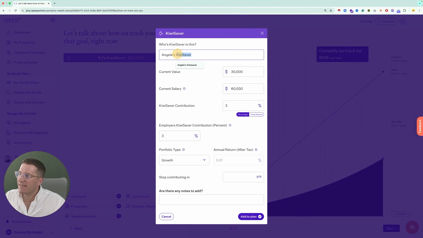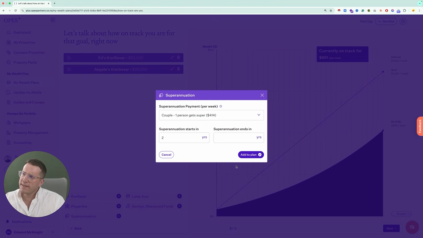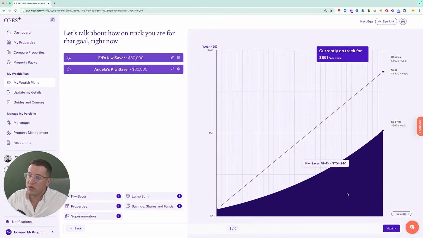Let's pop in Angela's KiwiSaver as well. Let's say hers is 30 grand, she's earning 60 grand a year, and it's 3% matched. And let's pretend she's in a growth fund. We can see how that KiwiSaver really might contribute and grow over the years. But let's say we don't have any investments, and we're going to say in this case that we don't think that we're going to get the New Zealand superannuation, or we've got a lot of uncertainty about that because we're really young and that program might change over time.